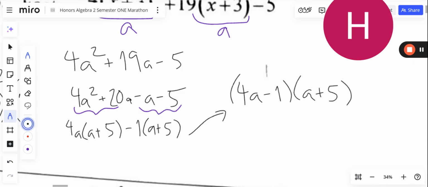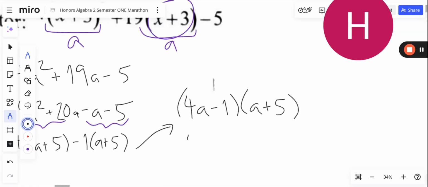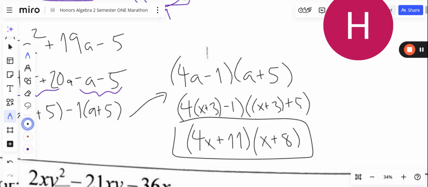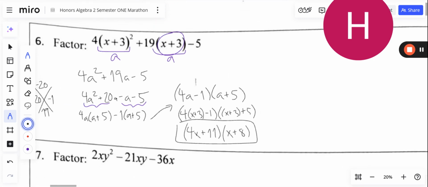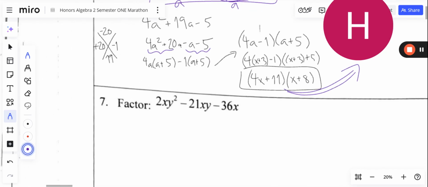And now it's time to put this substitution back. So this would be 4 times x plus 3 minus 1 times, well, just x plus 3 plus 5. And so writing this out properly is going to be 4x plus 11, that's 12 minus 1, and x plus 8. Great. That is fully factored. And interestingly, go ahead and work all of this out if you'd like, and you should get the exact same result.